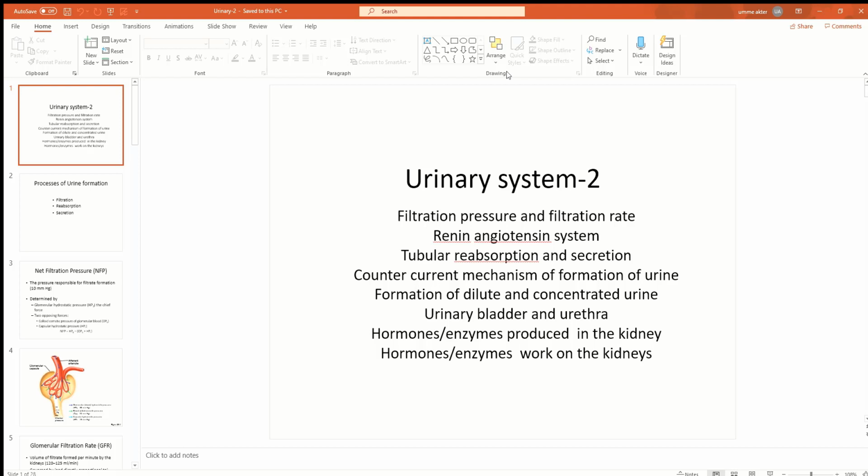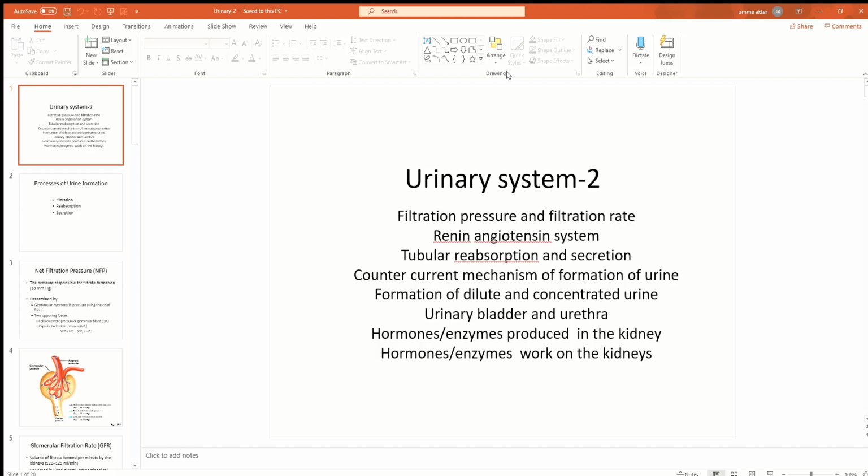Hello everybody. Today we'll talk about the last part of the urinary system. In last class I talked about the first part of this system. In today's lecture I will first talk about the filtration pressure, the pressure that causes filtration, and then we'll talk about the filtration rate in each minute, how much filtration occurs in the glomerulus, and that is called glomerular filtration rate.